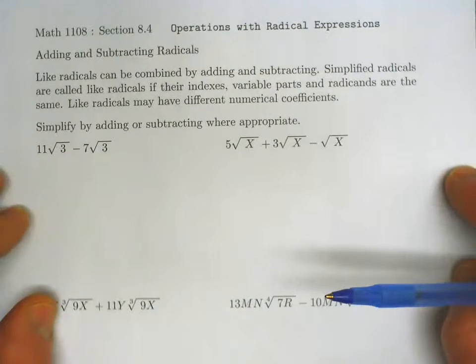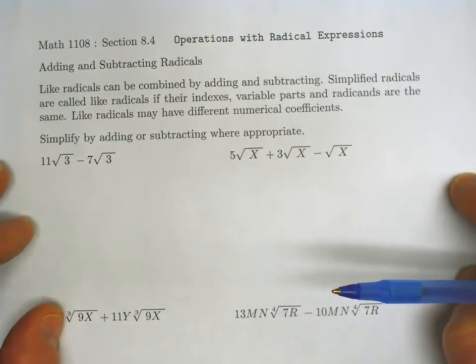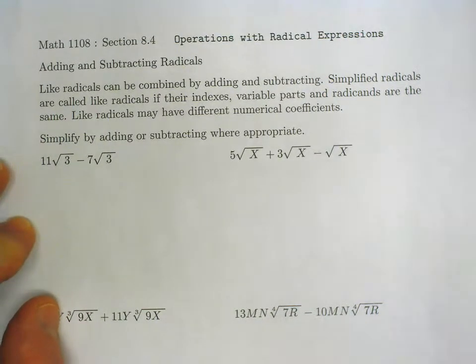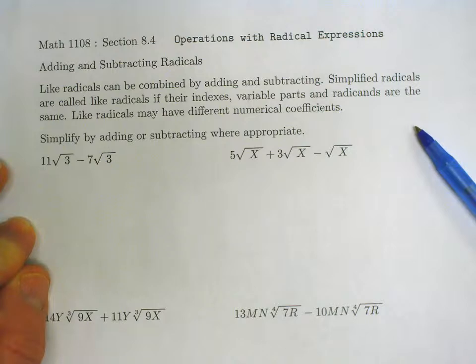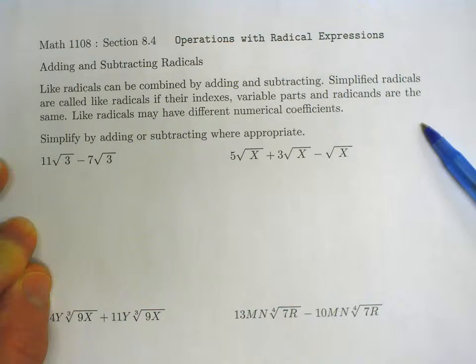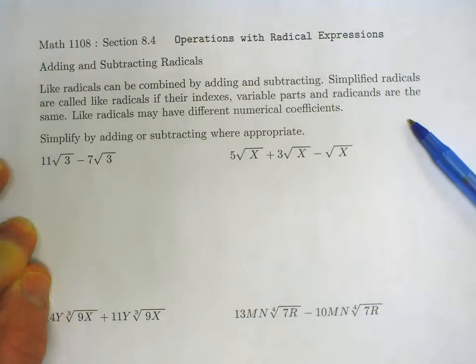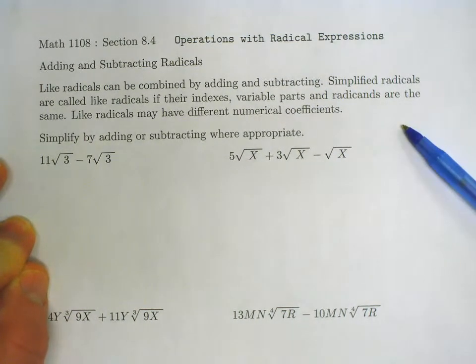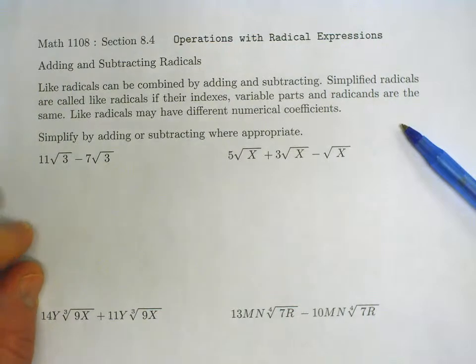Okay, we'll start with adding and subtracting radicals from section 8.4. So we'll read this first paragraph. Like radicals can be combined by adding and subtracting. Simplified radicals are called like radicals if their indexes, variable parts, and radicands are the same. Like radicals may have different numerical coefficients.